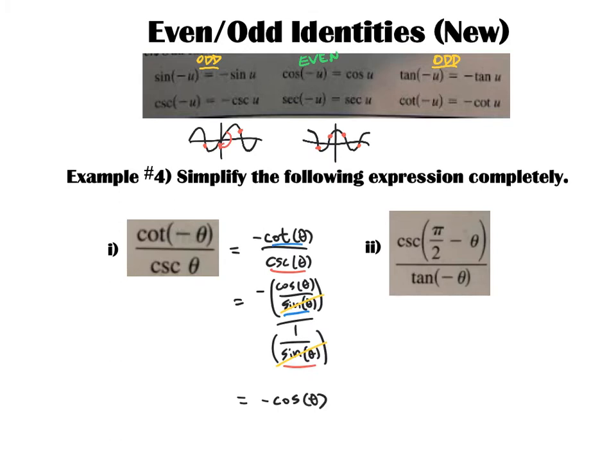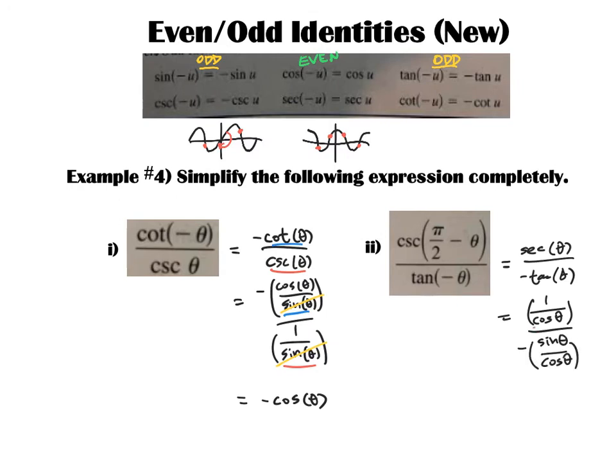Perfect. Okay, the second example. The first thing we need to do is use our cofunction identity from the previous page. Therefore, secant of pi over 2 minus theta is equal to cosecant of theta. That's directly from the identities on the previous slide. Tangent is an odd function, therefore I could rewrite it: tangent of negative theta is equal to negative tangent theta. Secant is 1 over cosine theta. Tangent is negative sine theta over cosine theta.